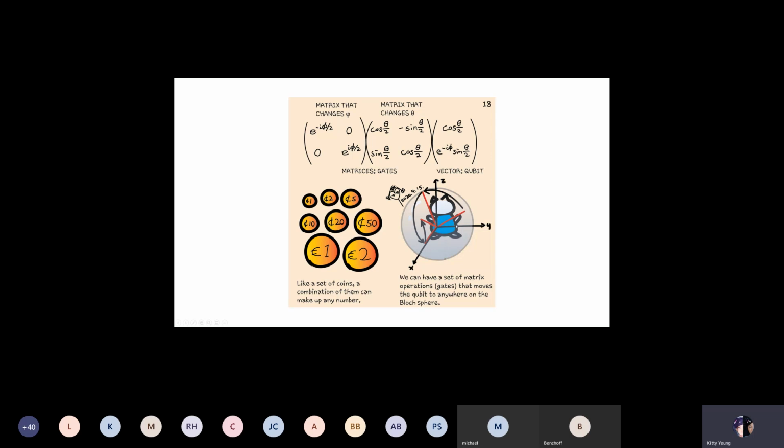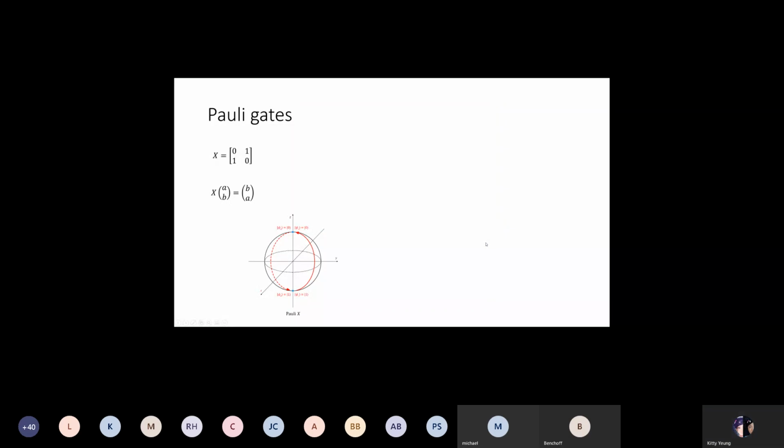But on the Bloch sphere, you can have any arbitrary amplitude, which can be positive, negative, or complex. The idea is that you want a small set of gates to get you to the points on the Bloch sphere. So here are some commonly used gates. One is the X gate. They are called Pauli gates. This X gate basically rotates your 0 to 1 by 180 degrees around the x-axis.